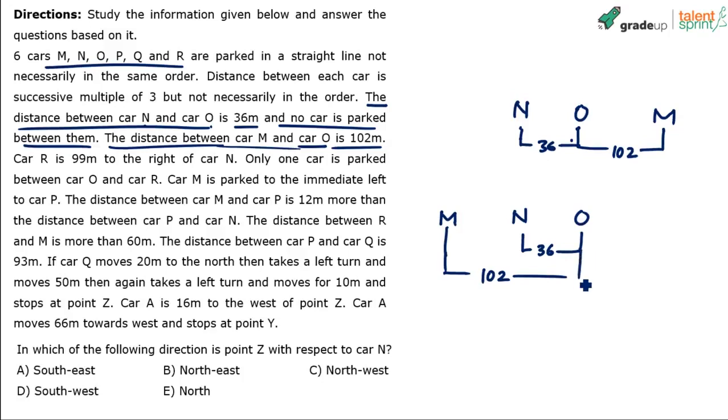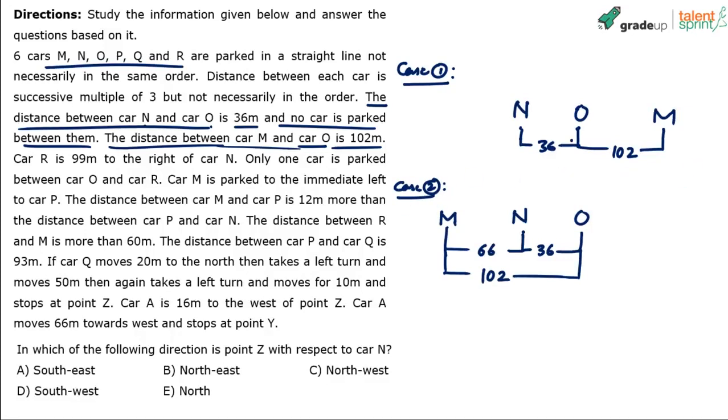But can we not find out the distance between N and M? We know that the total is 102, and this part is 36. So between M and N, the distance will be 102 minus 36. What is 102 minus 36? 66. You're getting it? So 2 cases. This is case 1 and this is case 2. You don't have to write this in the exam, but just for the sake of clarity, I'm putting it up here.